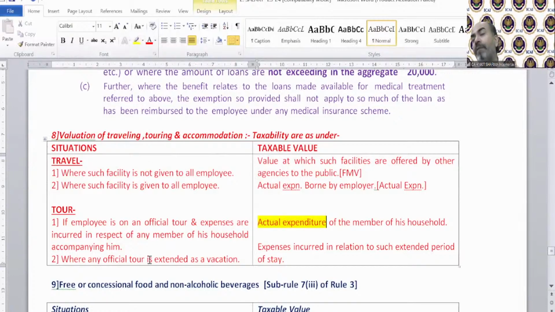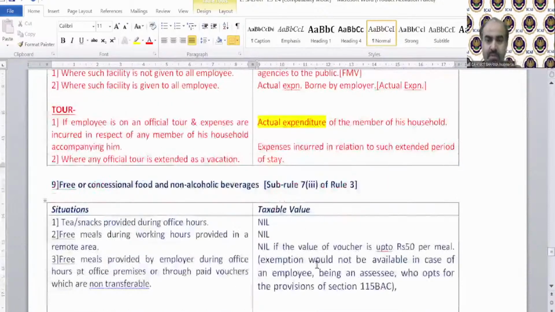And if you are going for an official tour of 5 days, but after 5 days you say, I want to travel for 2 days more. I have completed my official work. Now I need 2 days to travel to this place. And the employer says, okay, you can travel. Then what is going to be taxable? The amount for those 2 days is going to be taxable. Official tour extended as a vacation. Then expenses for that vacation time period are going to be taxable.